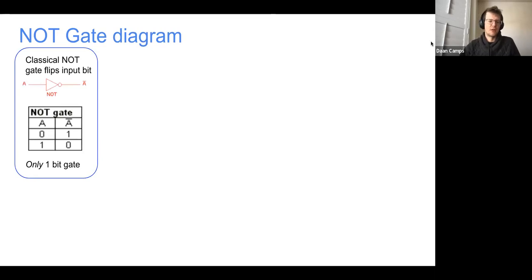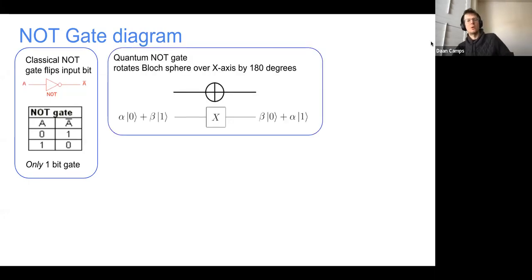If you look at a specific case of a single qubit gate, we can look at a quantum NOT gate. Let's first look at a classical NOT gate. It's probably the easiest gate you can imagine. It flips the state of a single bit. And it's actually the only one bit gate, except for the identity operation that doesn't apply anything to the state of a bit, that you can apply to a classical bit. If we look at what a quantum NOT gate looks like, this is the diagram we use. We use either this plus sign in a circle or an X in a box, and it's actually a rotation of our state on the Bloch sphere around the x-axis over 180 degrees. So if we put in a state which is a superposition of 0 and 1 with coefficients alpha and beta, we get beta alpha out of it.